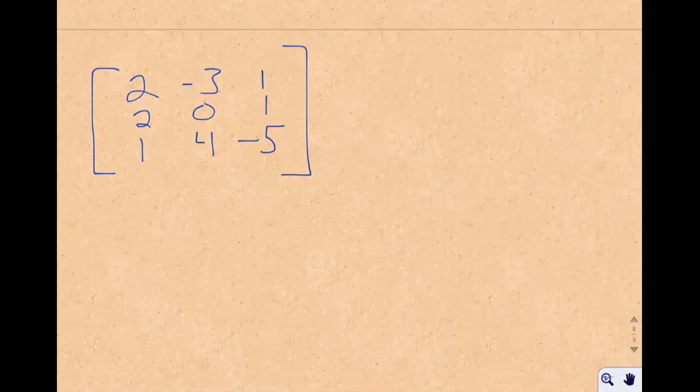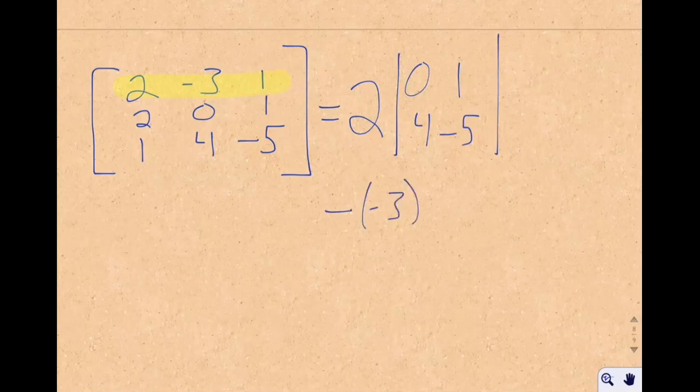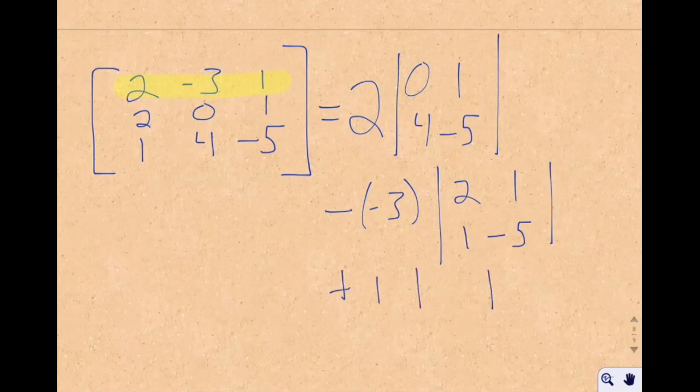Lastly, we're going to find the determinant of this 3 by 3 matrix using both Laplace expansion and using the 3 by 3 determinant trick. So if we're going to use the Laplace method, we need to identify the numbers in the first row. So we first start with 2 times the determinant of the smaller matrix in here, 0, 1, 4, negative 5. Remember, when we go to the next number, it's minus that number, which is negative 3, times the determinant of 2, 1, 1, negative 5. Lastly, we have a 1 times the determinant of 2, 0, 1, 4.